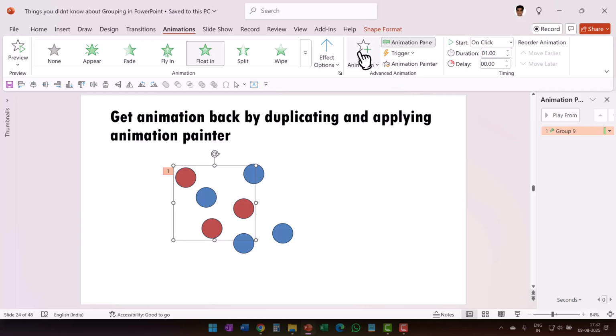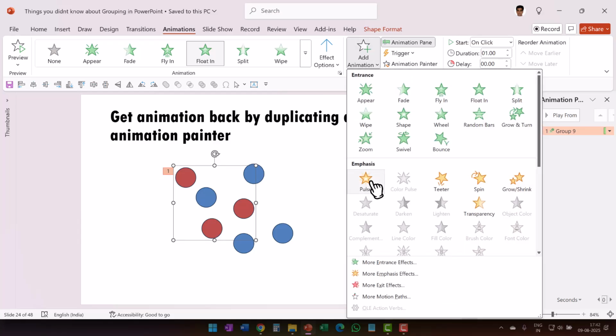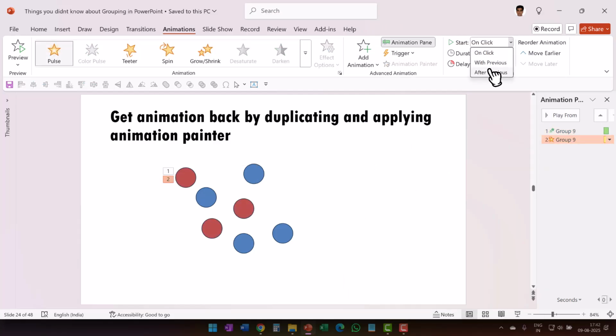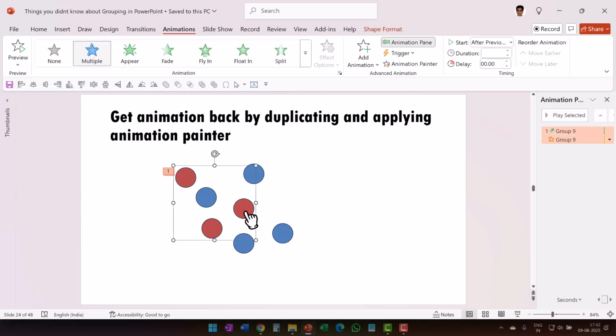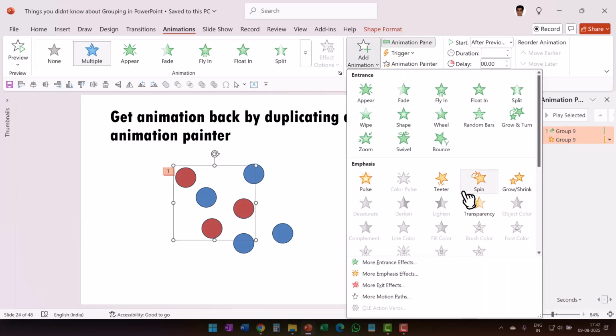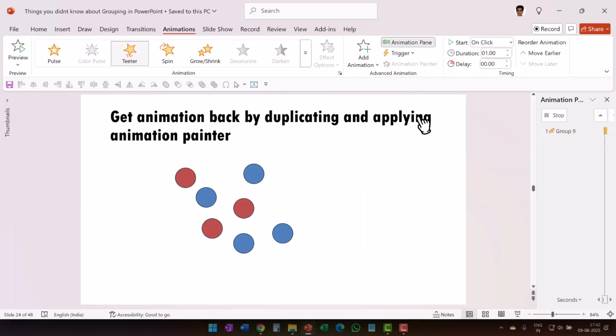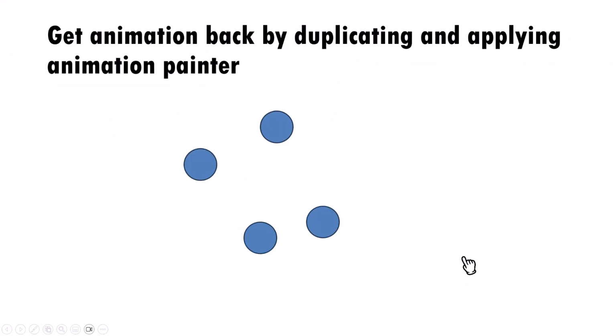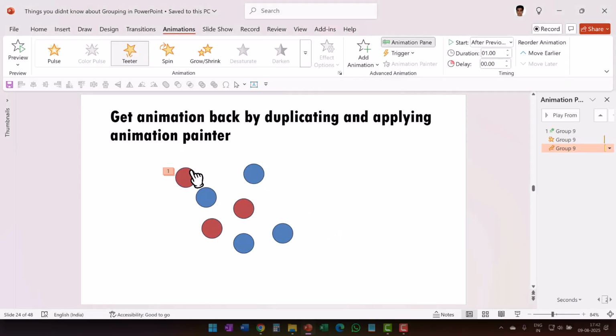Let me select this and go to add animation and add the next one called pulse, and this happens after previous. Let me add another one by going to add animation and let us say I'm going to use teeter this time, and this happens after previous. So when I go to slideshow, this is what happens. You have float in and you have pulse and teeter. So there are quite a few animations that are applied to just this one object. And if I ungroup this, I will lose all this animation, the timing, the sequencing, etc.